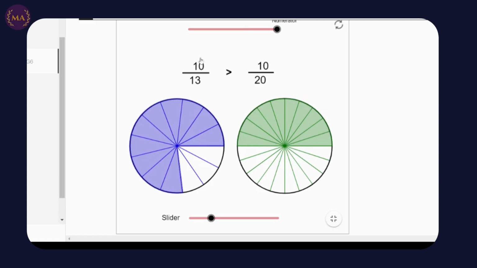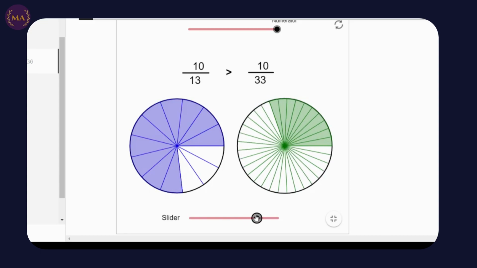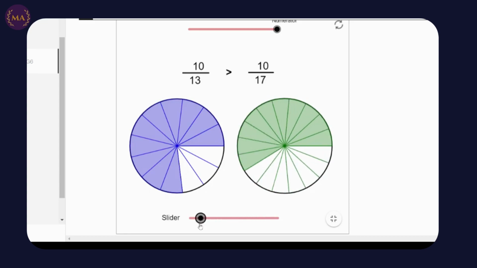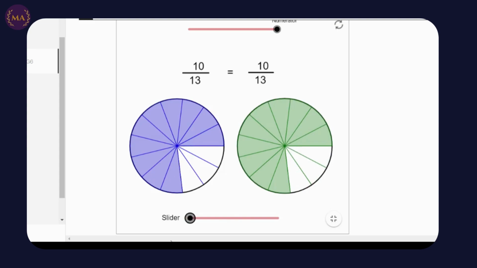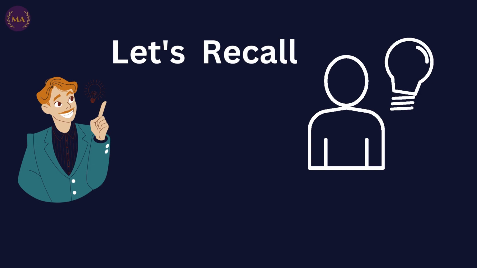So when the denominators are different, we will look at the denominators. Smaller the denominator, greater the fraction. You can easily observe over here that the smaller denominator has the greater shaded part as compared to the greater denominator, right? So I'll repeat the steps. When the denominators are different, we'll compare the denominators. The denominator which is smaller, that fraction is going to be the greater fraction. Understood? Now let's quickly recall whatever we have done in this class.